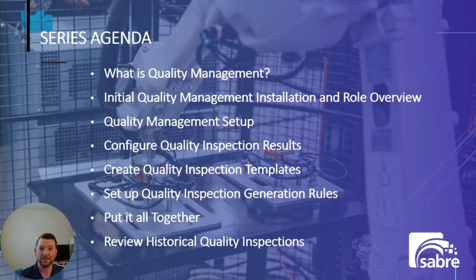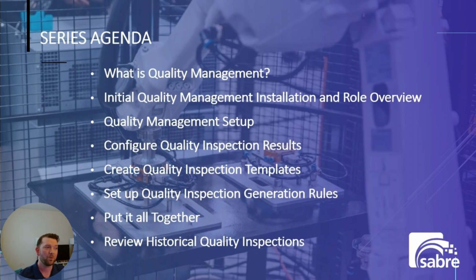In this series, we're going to cover the basics, like what is quality management. We're going to go over that initial quality management installation and role overview. We're going to cover the setup. We're going to cover configuring those quality inspection results, creating inspection templates, inspection generation rules, and then we're going to put it all together, and we're actually going to run through these inspections using real machine part examples.